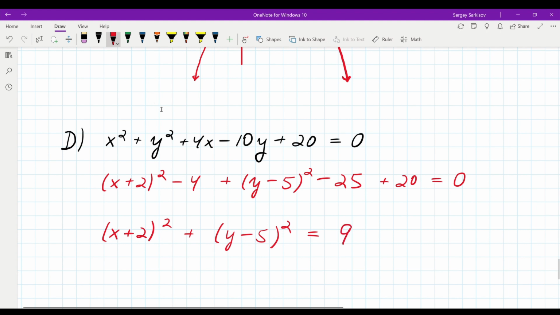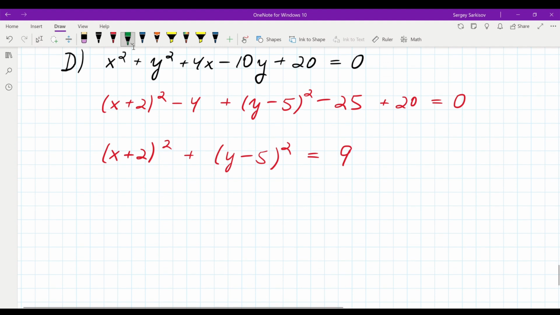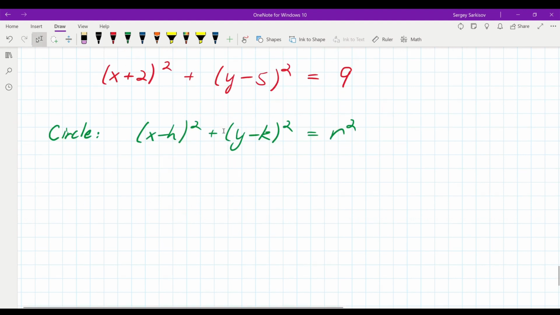Now, standard form of a circle. This is a circle, everybody. (x minus h) squared plus (y minus k) squared is equal to the radius squared. Remember, a circle is all points at equal distance from the center, and that distance being the radius, right? So what's the center here?